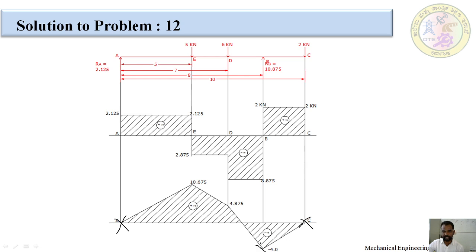I am going to mark here. There is no load, so we only join with the straight line. After that, at D point, how much do we get? Positive 4.875. I am going to mark it and join with the left line. This is the left line. After that, at E point we got 10.675.